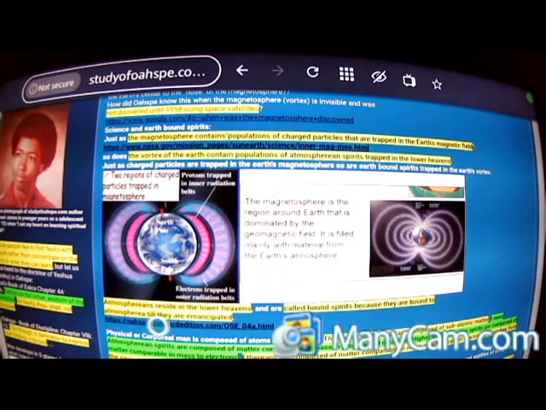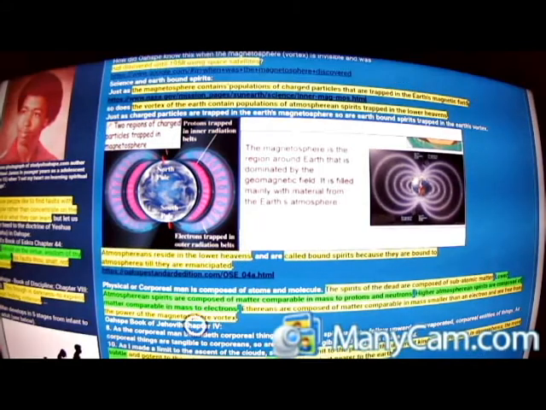And that's where I wrote that physical or corporal man is composed of atoms and molecules, and that's a scientific fact. The spirits of the dead are composed of subatomic matter. Lower atmospherian spirits are composed of matter comparable in mass to protons and neutrons. Higher atmospherian spirits are composed of matter comparable in mass to electrons. Etherians are composed of matter smaller in mass than an electron and free from the power of the magnetosphere vortex.